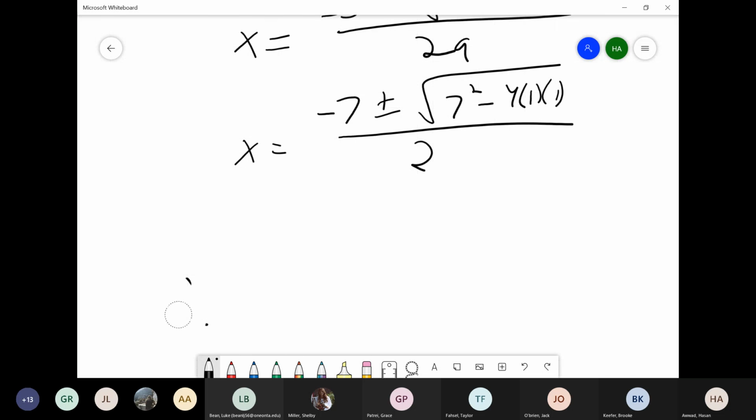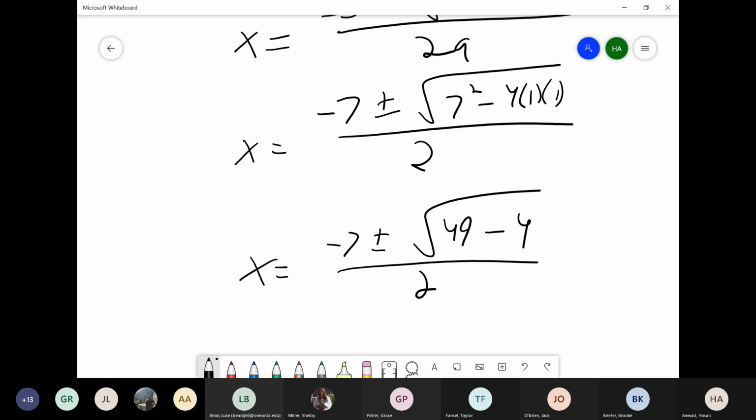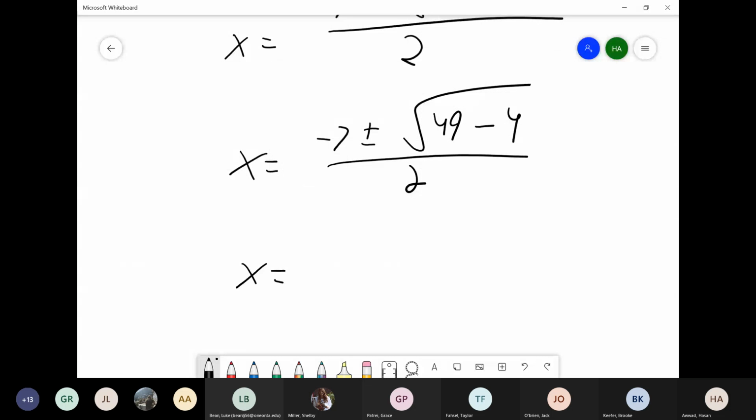Okay, doing some simplifications here. x is equal to negative 7 plus or minus. We get 7 squared is 49. So we have 49 minus 4, right? And this is still all over 2. Simplifying again, square root of 49 minus 4 is square root of 45, all over 2. And we can actually reduce that square root of 45, right?